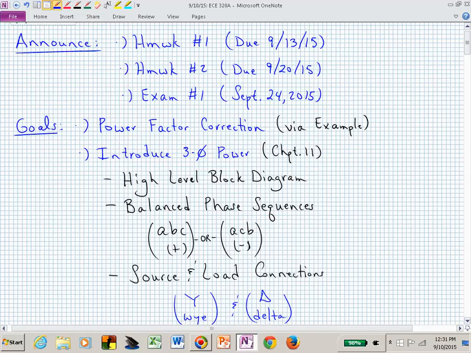Homework number 1 is due on Sunday. So if you have a test on Monday, you may want to start working on your homework now. Homework 2 is due the next Sunday, and exam 1 is the following Thursday.